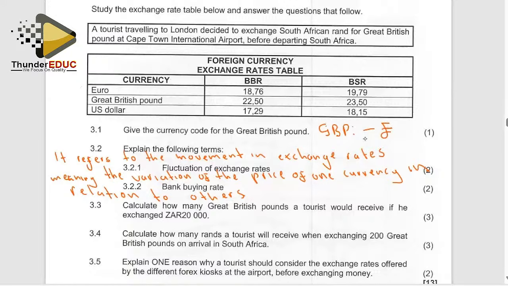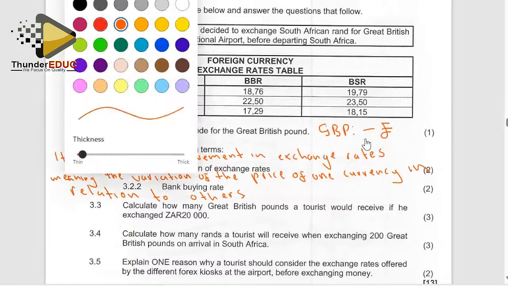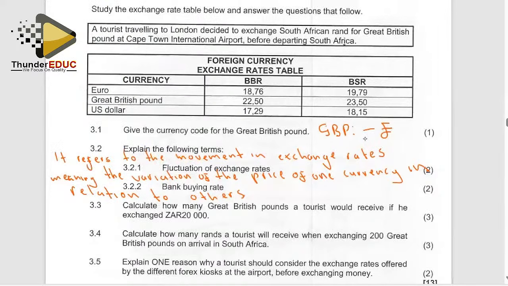Then we also have bank buying rates. Now, when you're looking at the bank buying rates, BBR, the full bank buying rates, refers to the price at which the bank buys Forex from a seller.